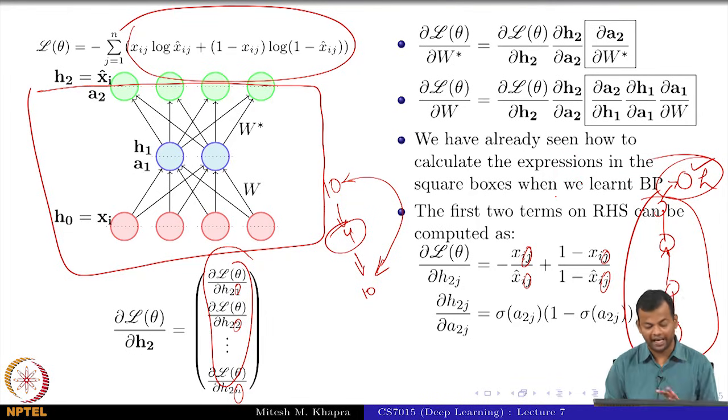Okay. So with that we'll end the introduction to autoencoders, where we have actually covered how to train an autoencoder using backpropagation. Okay. So that's where we'll end.